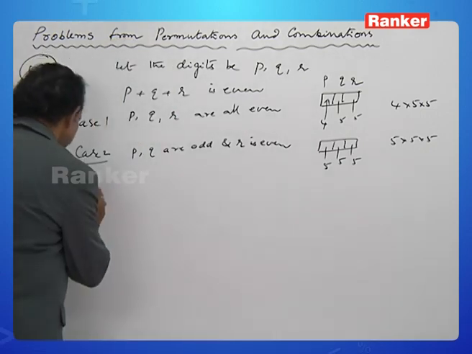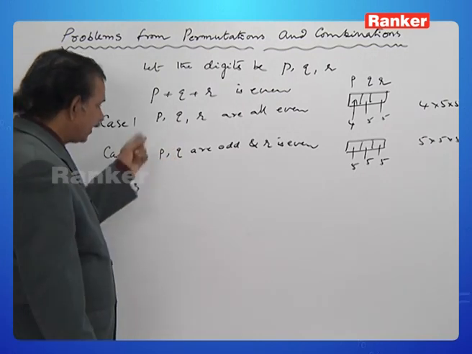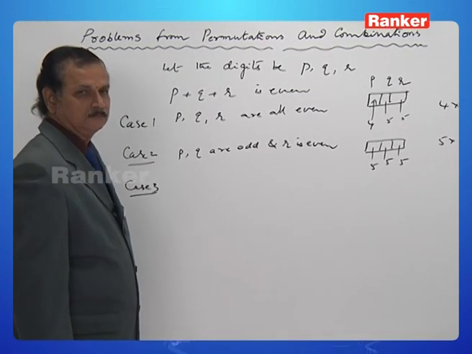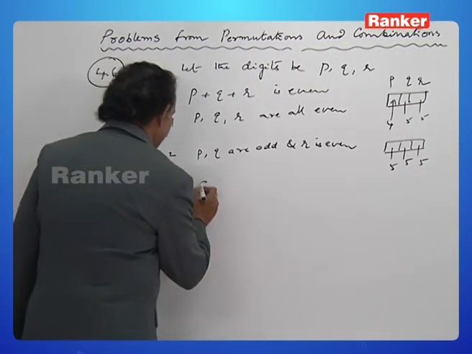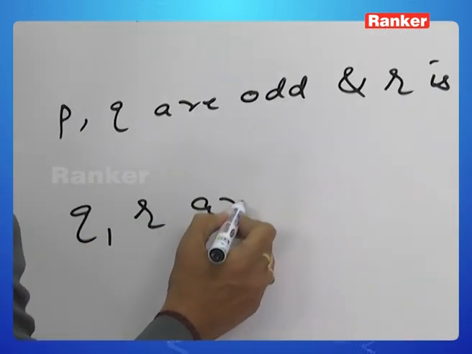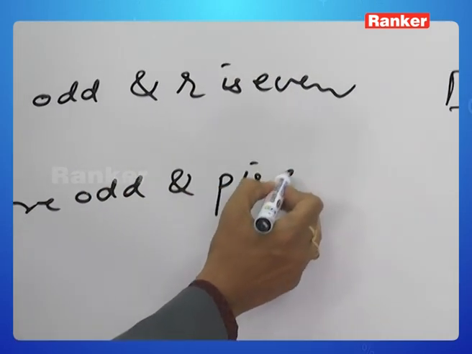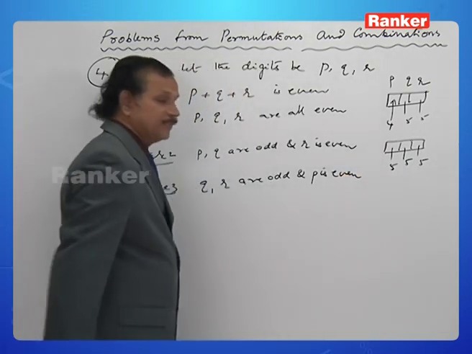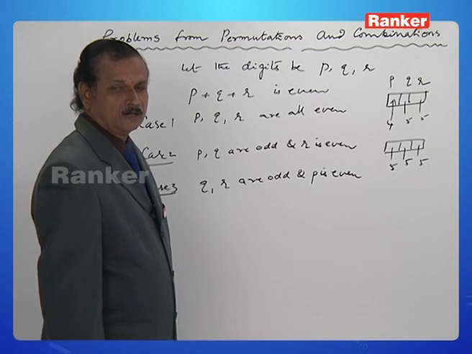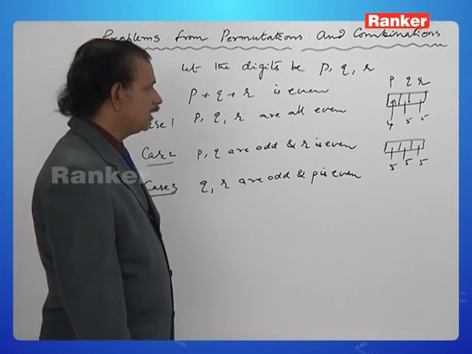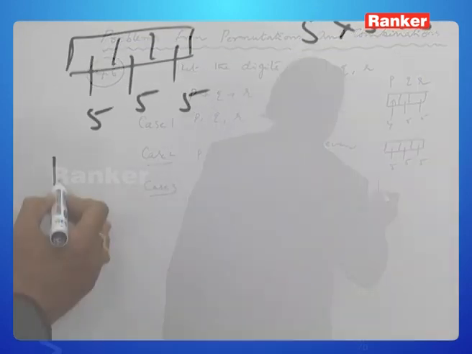Case 3. In case 2, you have taken P and Q are odd. Now we take Q and R are odd, and P is even. P is nothing but the first place. According to our convention, according to our symbolism, P is nothing but the first digit. P is even. So, what happens in this case?